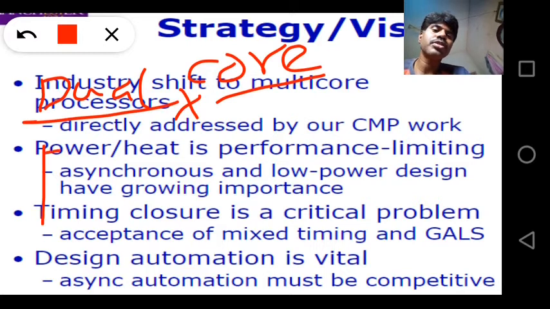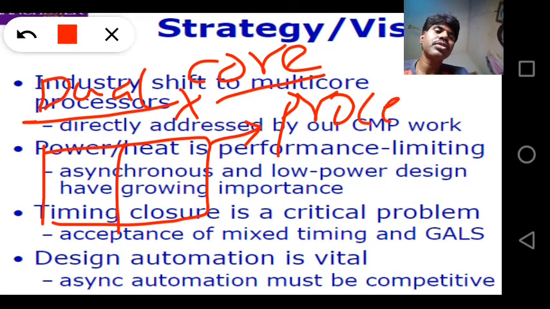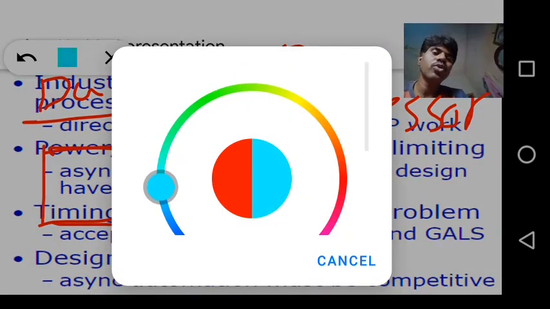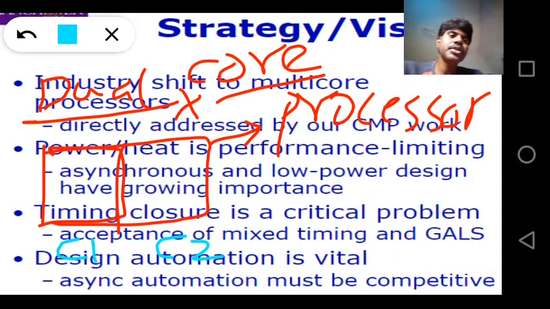dual core processor. Dual core processor means if this is my processor, it has been divided into two cores. This is called a core. This is called core 1 and this is called core 2. So this is called dual core processor.